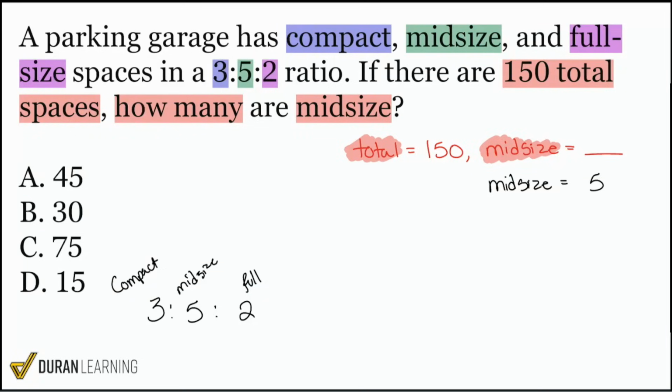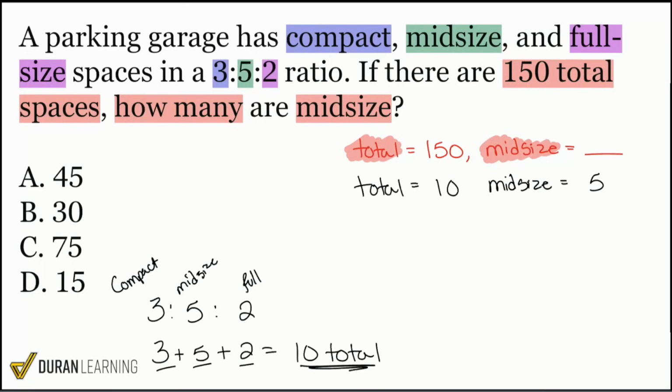So with that, we're going to add the compact spaces, mid-size spaces, and full-size spaces. When we add them all together, 3 plus 5 plus 2, 3 plus 5 is 8. 8 plus 2 is 10. 10 is the total of the parts. Now that we have the total, booyah, we're good to go. We now have the proper comparison. Total to mid-size, total to mid-size. That's the key here, everyone. It's about the setup. The math doesn't matter unless the setup is correct.